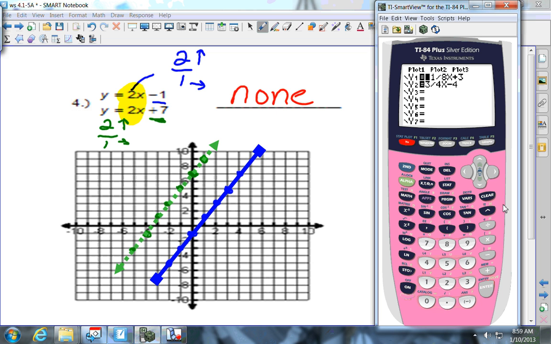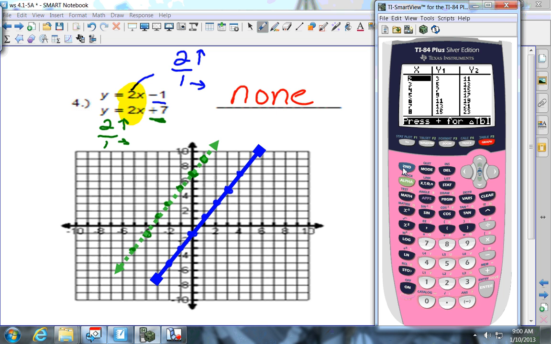So let's go back here and check it. Clear those out, and I'm going to put in there 2x minus 1 and 2x plus 7. Oh, that's divide. Don't want divide. Plus 7. Press graph. Sure enough, they don't intersect. If I look in the table, I can't find any place in the table where y1 and y2 are the same.